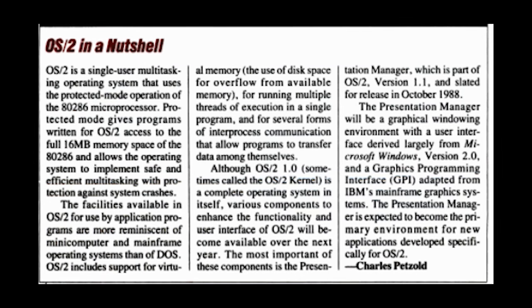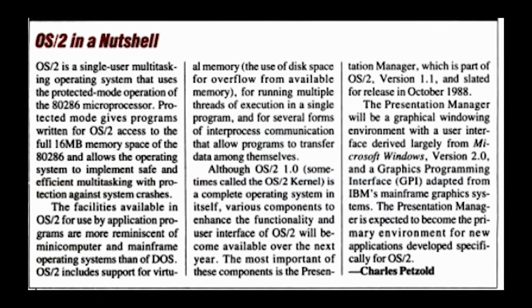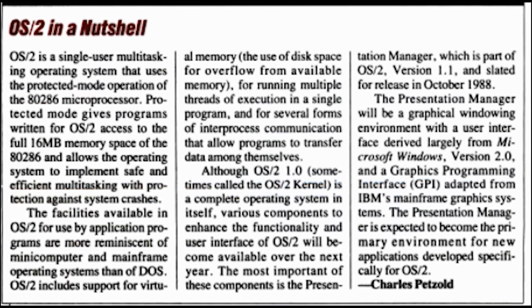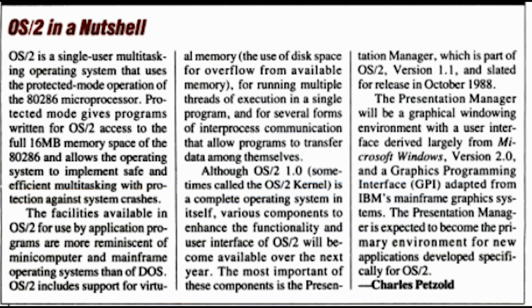So let's talk a little bit about OS/2 itself and its history. OS/2 was first developed in 1987 as part of a joint development agreement between Microsoft and IBM. OS/2 in its initial iterations was a single-user multitasking OS, and it was designed for the 286. It required, actually, higher memory standards than Microsoft Windows at the time, allowing the 286 to address the full 16 megabytes of memory space and take advantage of all of that.